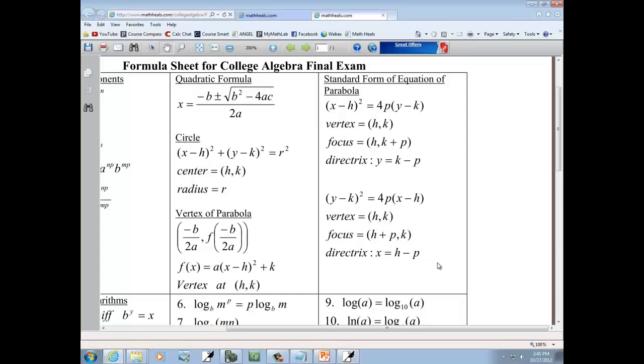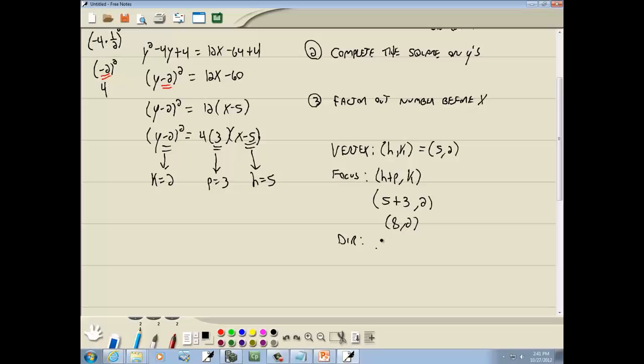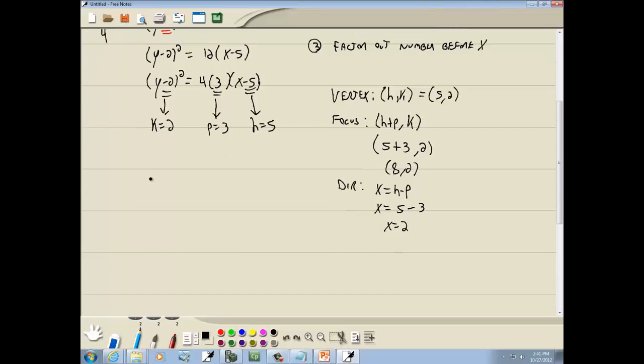Our directrix is x equals h minus p. H is 5 minus p, which is 3. So we get x equals 2. And to graph this, I could actually plot a point this time. 5, 2 would be right there. Focus is 8, 2. 6, 7, 8. Focus. Directrix is x equals 2.